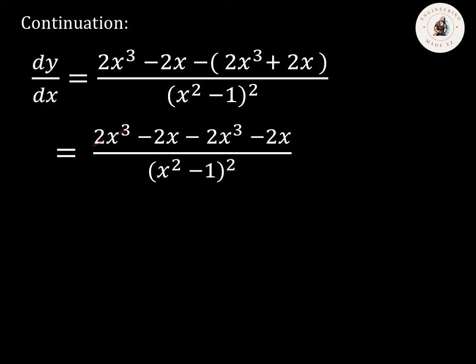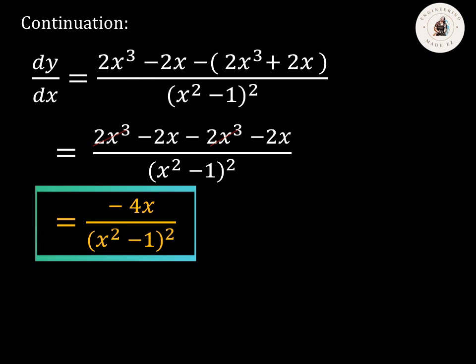So since 2x cubed is common, we can cancel this out. Then negative 2x minus 2x gives us negative 4x. That's why our final answer, the derivative of y with respect to x, is equal to negative 4x over x squared minus 1 squared.